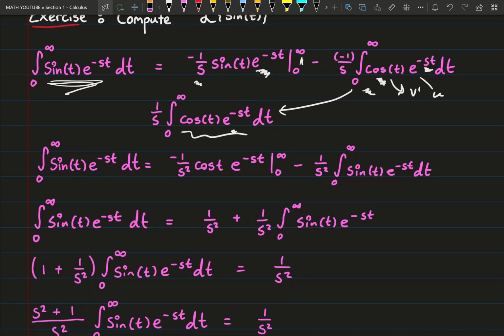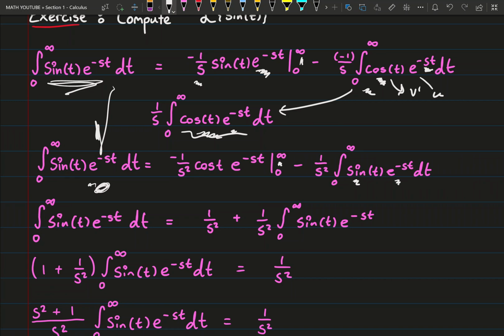We now compute this. All we're saying here is, by the definition of what we're finding, the Laplace transform of sine of t is equal to this integral evaluated. We've done the same thing, we've integrated in terms of the exponential term, and we get minus 1 over s squared cosine t e to the minus st, again evaluated from 0 to infinity, minus 1 over s squared times the integral from 0 to infinity of sine t e to the minus st.